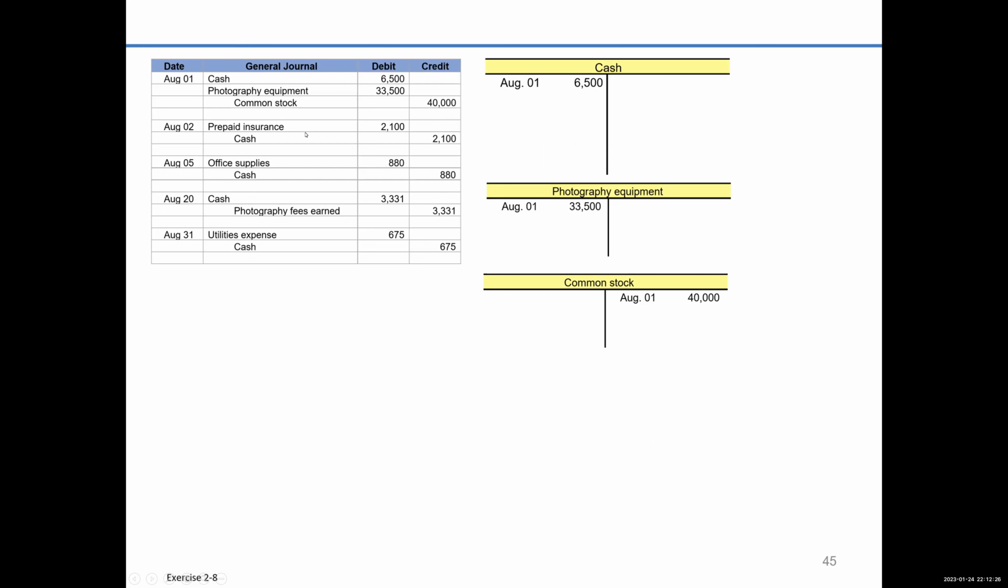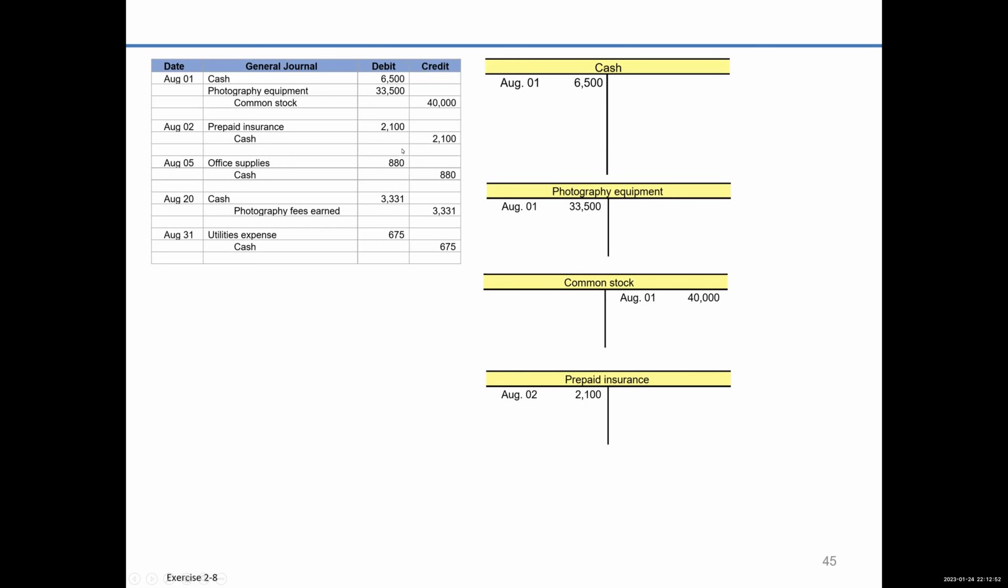Let's go to the second journal entry on August 2nd, one line at a time. Prepaid insurance, $2,100. Well, we need to add a T account, right? There it is, our prepaid insurance. And we're going to debit by $2,100. So let's put that in here. Debit $2,100. Good. Let's do the next one.